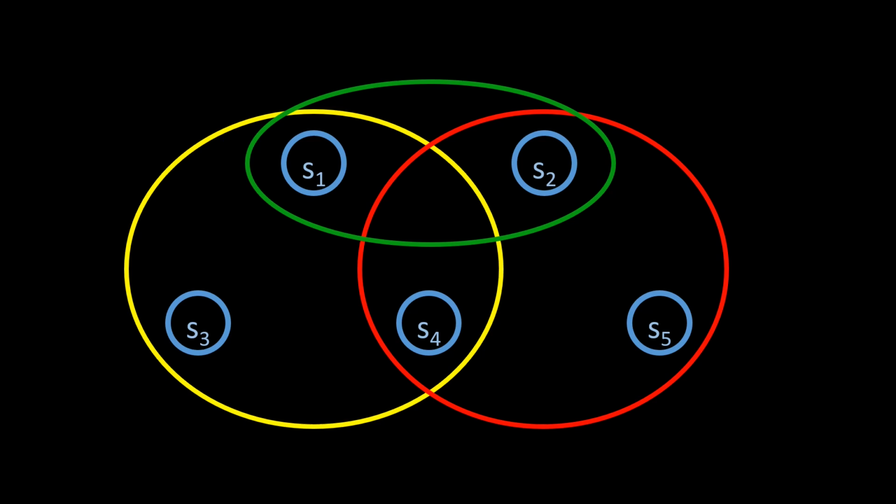To analyze quorum systems, we introduce one more concept called the access strategy. The access strategy simply specifies a probability for each quorum. This probability says how likely a client is to access the quorum. For instance, clients might access the green quorum with 50% probability, the yellow with 30% and the red with 20%.